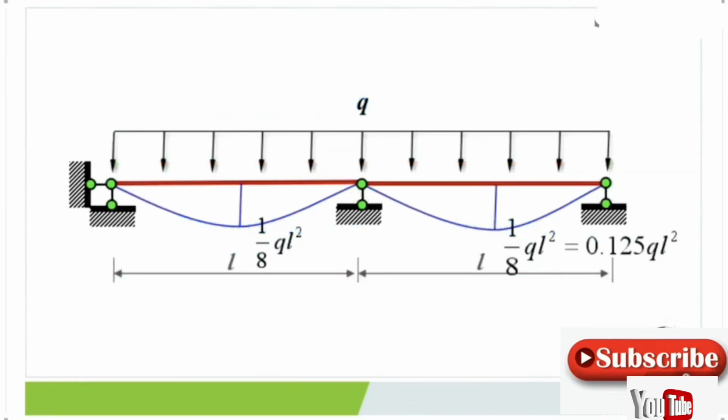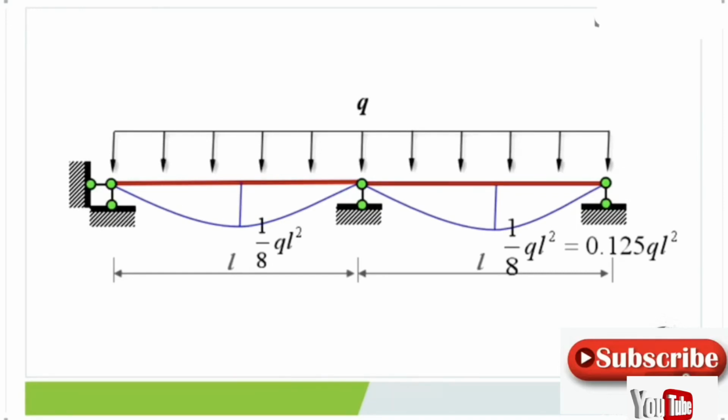Look at this first one. This is 2 neighboring simply supported beams under the action of uniformly distributed load Q. We could draw the bending moment diagrams. Each part is a parabola, and the ordinate here is QL squared over 8.